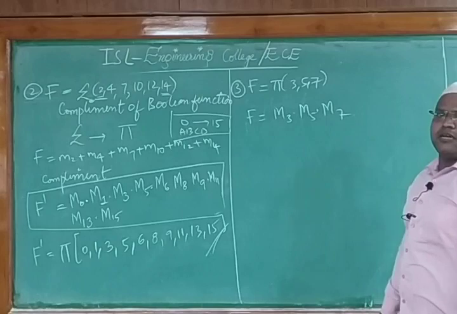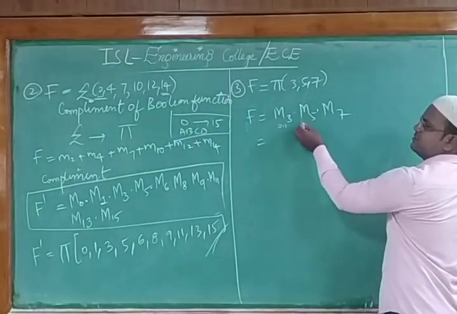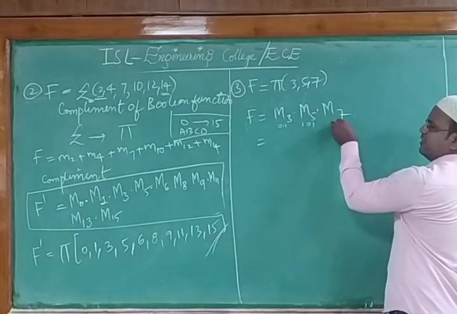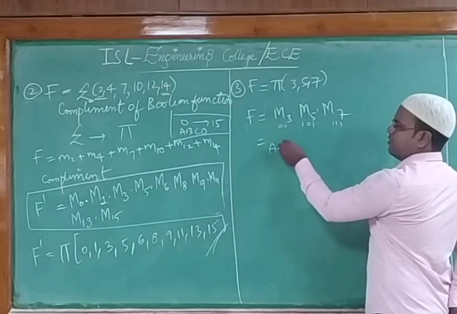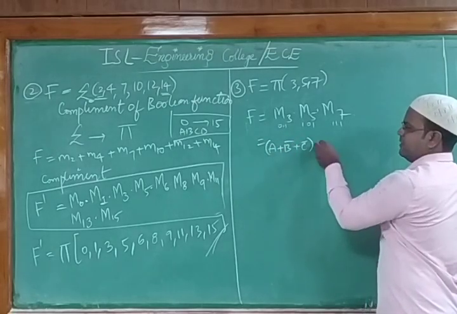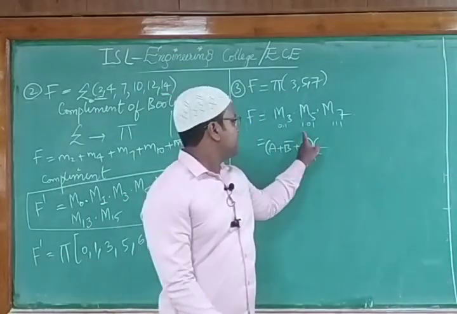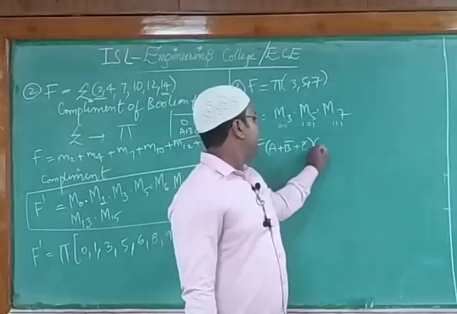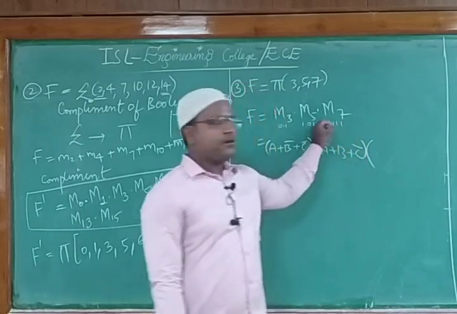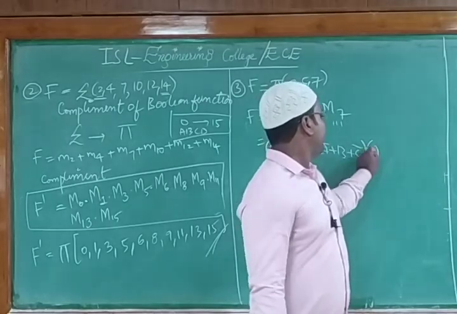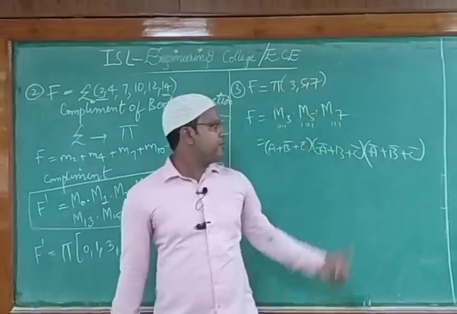Or you can represent in terms of ABC. What does 3 mean? It's 0, 1, 1. 5 means 1, 0, 1. 7 means 1, 1, 1. We'll write in product form. What we'll write? A plus B complement plus C complement, into the next term. What is the next term I do have? I do have 1, 0, 1. So 1 means A complement plus B plus C complement, into the next 1, 1, 1. That means A complement plus B complement plus C complement. So we got these terms.